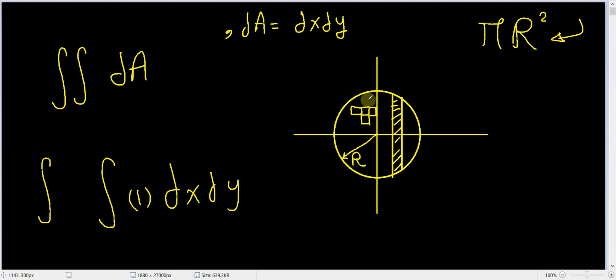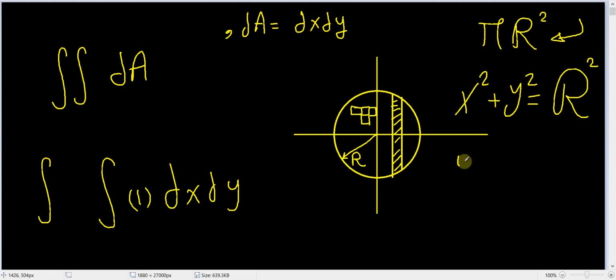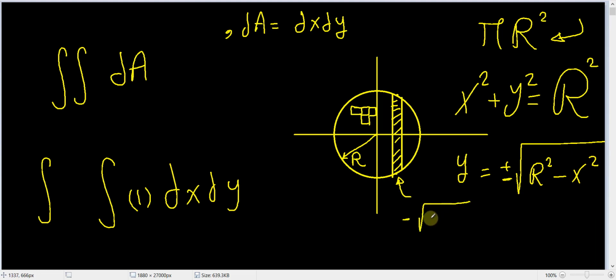whole circle. Now we know that the equation of the circle is x squared plus y squared is equal to r squared. So at a certain x, we know that y will vary from this height to this height, and in general we know that y is equal to positive or negative the square root of r squared minus x squared. So at a certain x, I know that this point is equal to negative square root of r squared minus x squared, while this point is equal to positive the square root of r squared minus x squared.